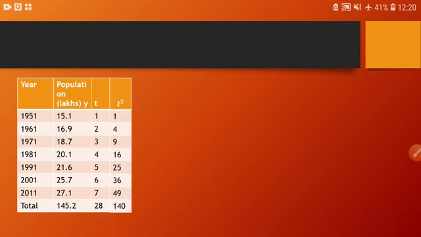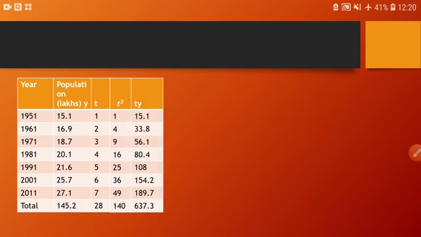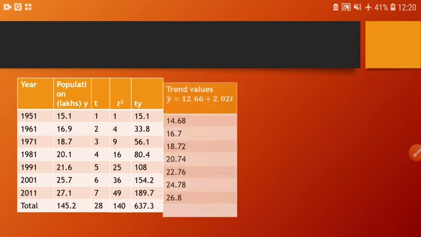Then you need to find t square. Square of 1 is 1, square of 2 is 4, square of 3 is 9, square of 4 is 16, square of 5 is 25, square of 6 is 36, square of 7 is 49, and the total of t square is 140. Then you need to find t into y. So t into y is the multiplication of t and y. So let us start from the first.